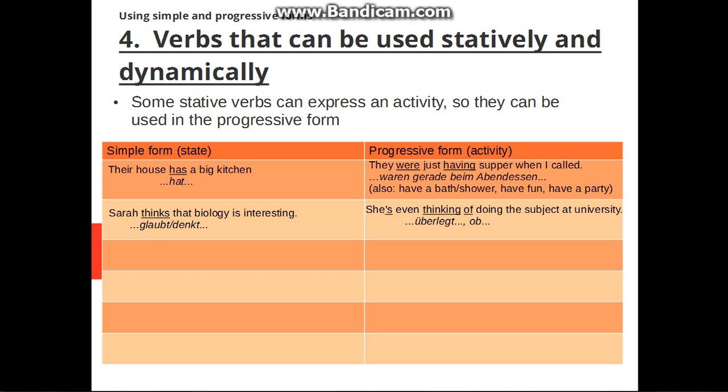Sarah thinks that biology is interesting. Sarah glaubt und denkt. She is even thinking of doing the subject at university. Sie überlegt, ob.